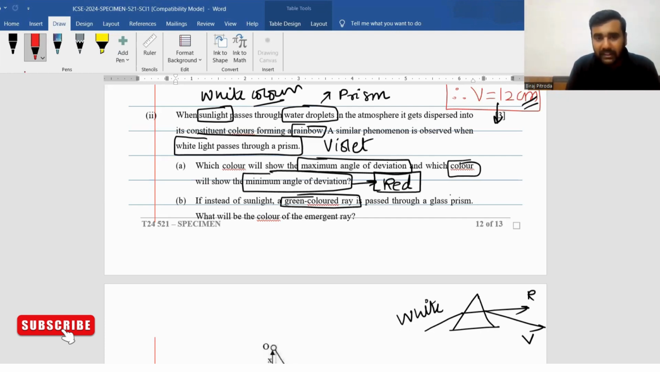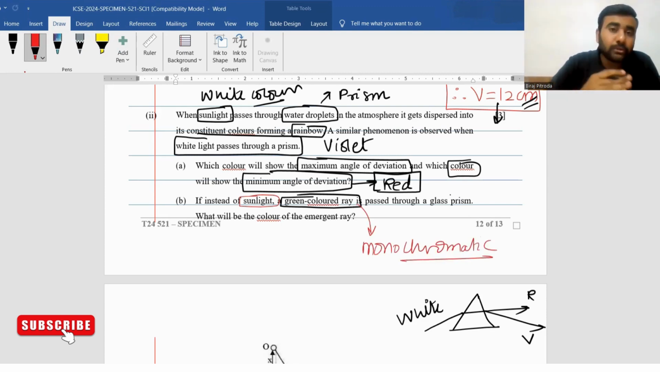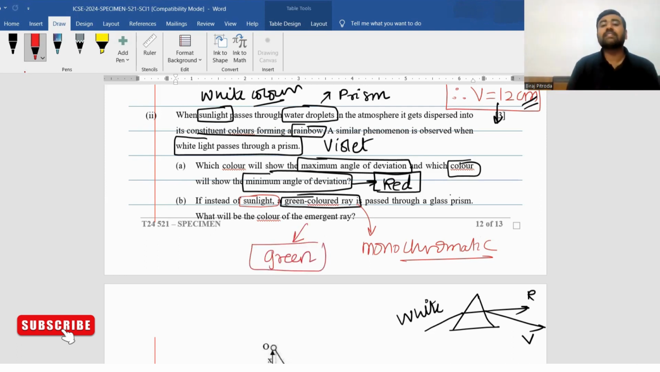Very simple. Sunlight is polychromatic, whereas green color is a monochromatic light, right? A prism is used to split the light. A prism is never used to change the color of the light. So since green color is incident, the ray which emerges out will also be green in color. Understand one thing: a prism is used to split the light, not to change the color or the wavelength. Simple, easy. That's your question number 2.